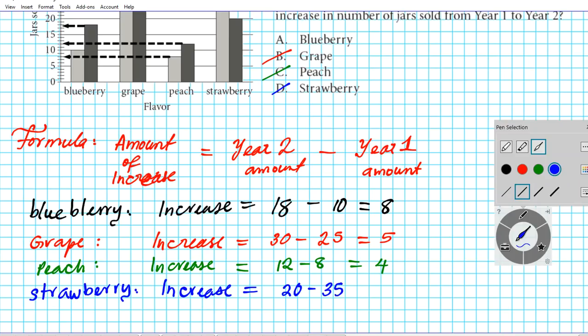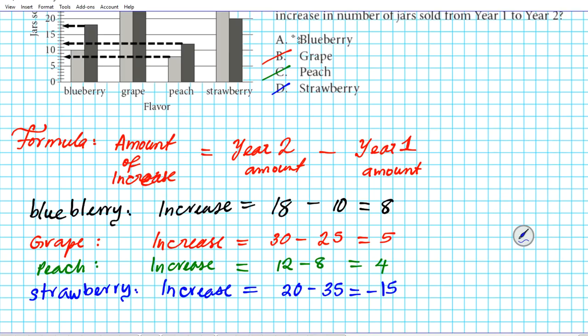So 20 minus 35 is negative 15. Okay? So this is a decrease. A decrease is equivalent to a negative increase, which is smaller than option A, which is positive. So our answer is option A, because that had the biggest amount of increase in the number of flavors sold from year 1 to year 2.